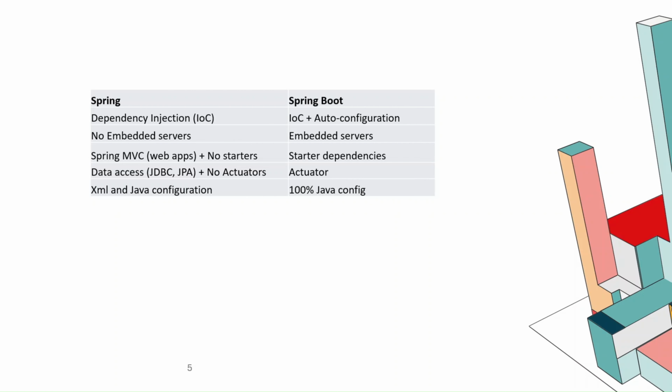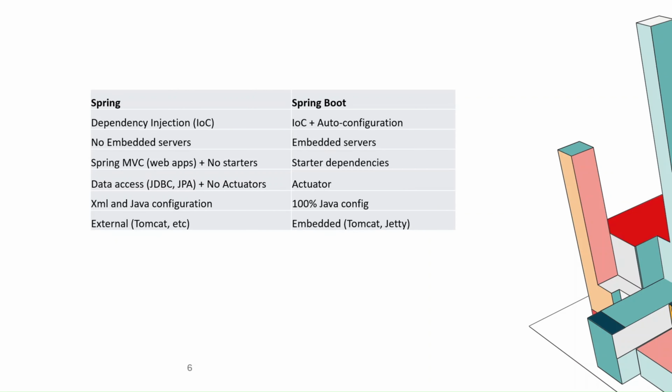And earlier in Spring, we used to configure these beans in XML. Slowly, they gave the configuration through Java, but in Spring, we cannot 100% create beans without XML. Partially it can be done, but not 100%. But in Spring Boot, without XML, you can configure your beans. So 100% Java code. We will not write any XMLs for the bean configuration in Spring Boot.